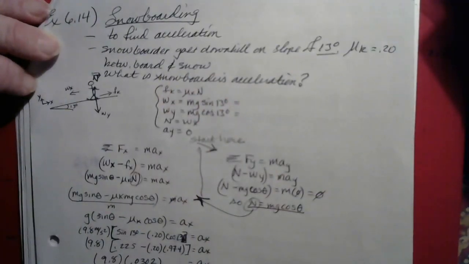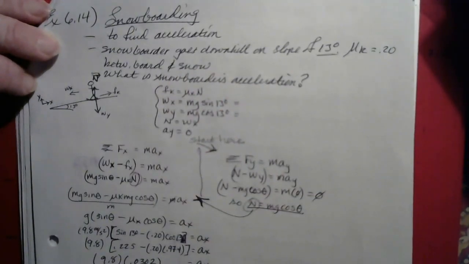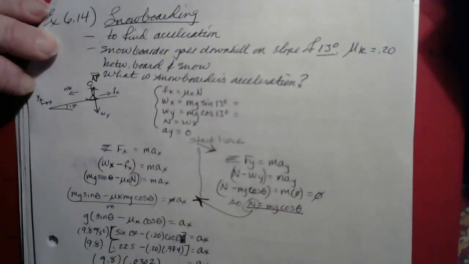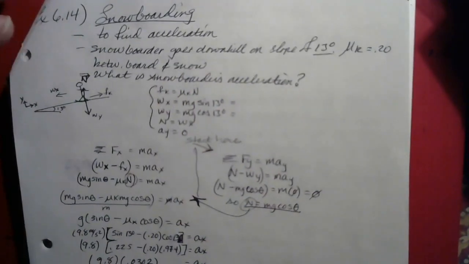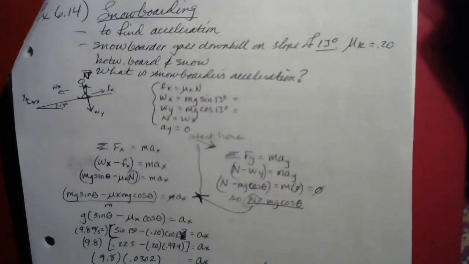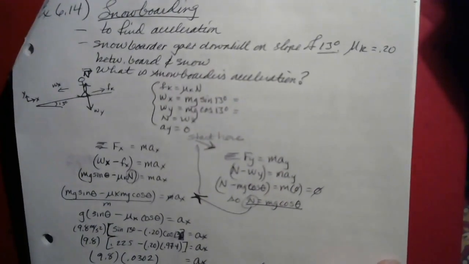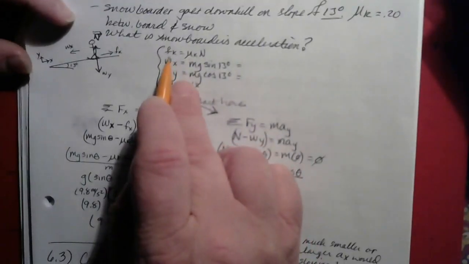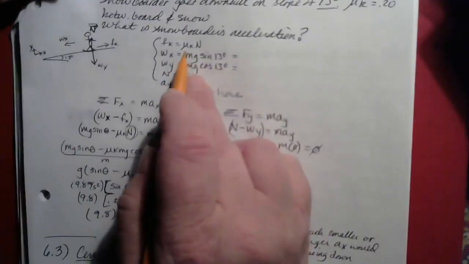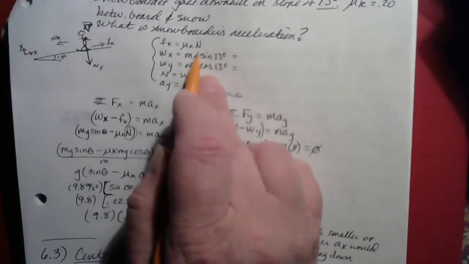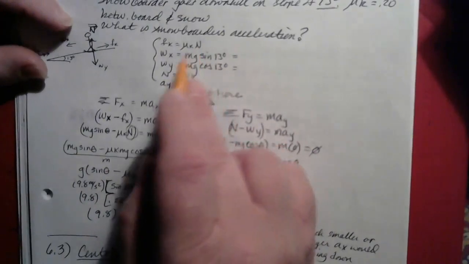Interestingly enough, in this case, you might assume that you need to know the snowboarder's mass. But actually you don't, because of the way that this can be worked out. It would be nice if you did know the snowboarder's mass. That would make it somewhat easier, but you don't have to know it. So what we do know is that the force of kinetic friction will be equal to the coefficient of kinetic friction times the normal force.